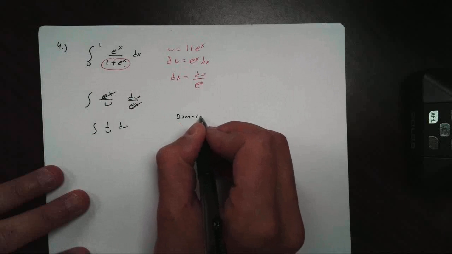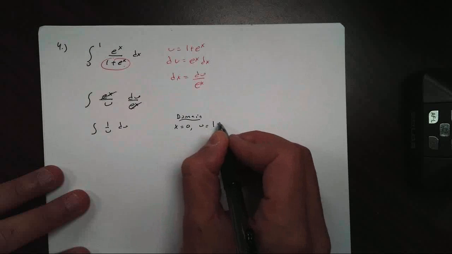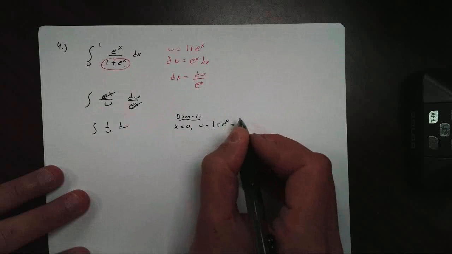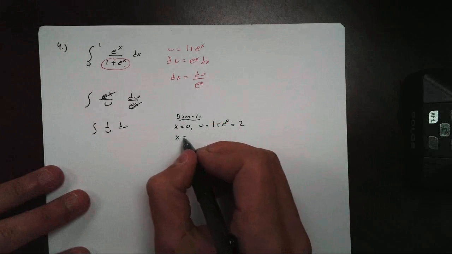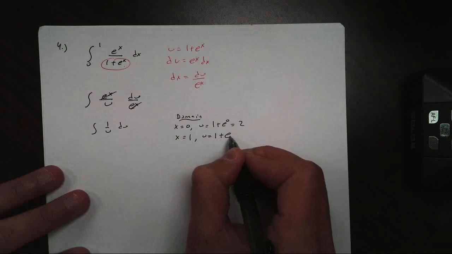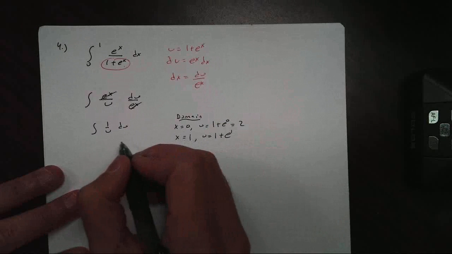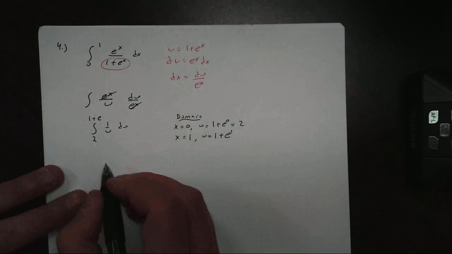Now I'm going to replace my domain. When x was 0, u became 1 plus e to the 0, which is just 2. Be careful, that e to the 0 is just 1 there. Don't make that mistake. When x is 1, u equals 1 plus e to the 1, which is 1 plus e. So we can go from 2 to 1 plus e.